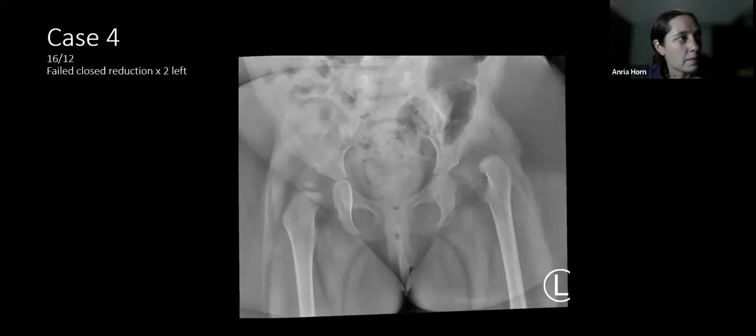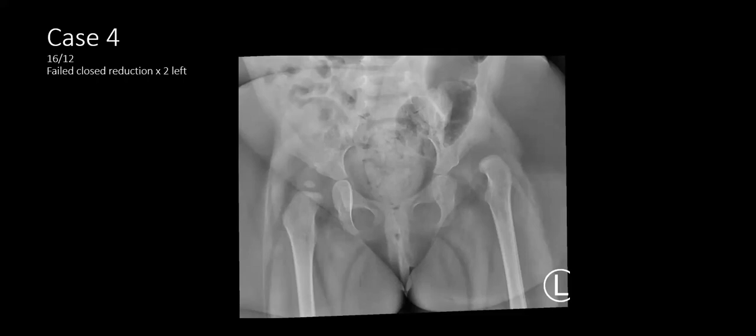So 16 months old, so 1.5 year old now. This is the situation, and this is incidentally the same patient that Peter had in his first one. So now we've got the situation, 16 months. Tell me what you see and what you think and what you're going to do.